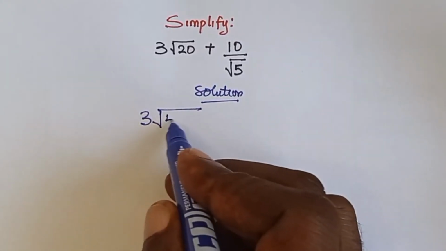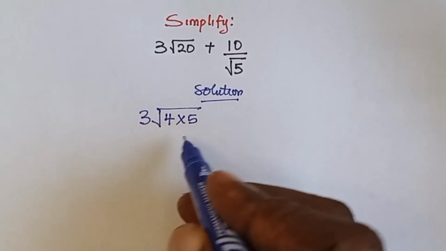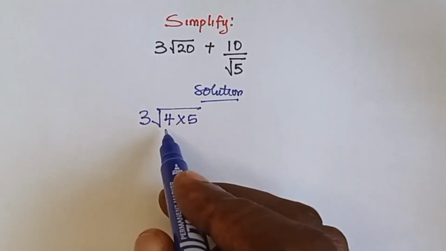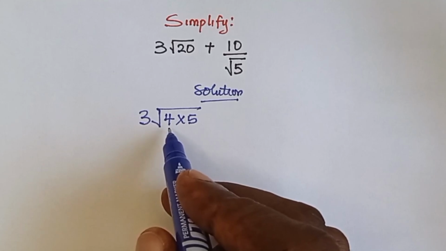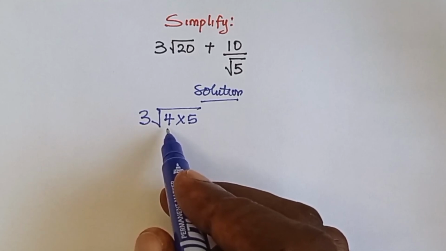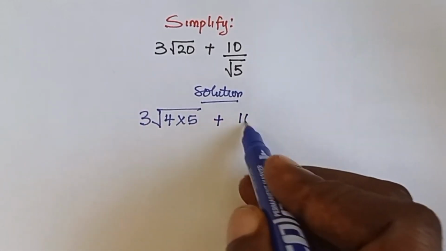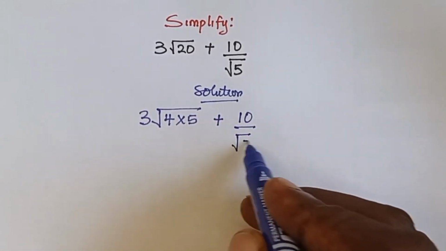Root 20 can also be written as root of 4 times 5. 4 times 5 is 20. Remember that one of these numbers must be a perfect square number, that is, a number that you can find its square root, which is 4. Plus, we have 10 over root 5.